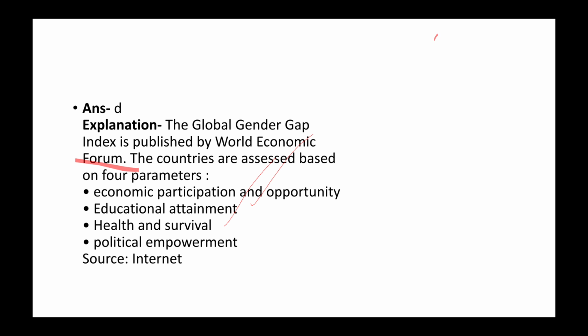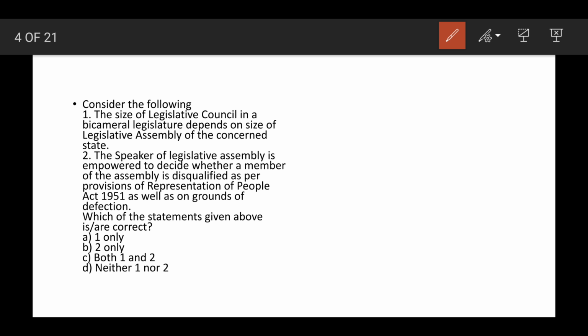The next question is: consider the following. The size of the Legislative Council in a bicameral legislature depends on the size of the Legislative Assembly of the concerned state. The second statement is: the Speaker of the Legislative Assembly is empowered to decide whether a member of the Assembly is disqualified as per the provisions of the Representation of People Act 1951, as well as on the ground of defection.